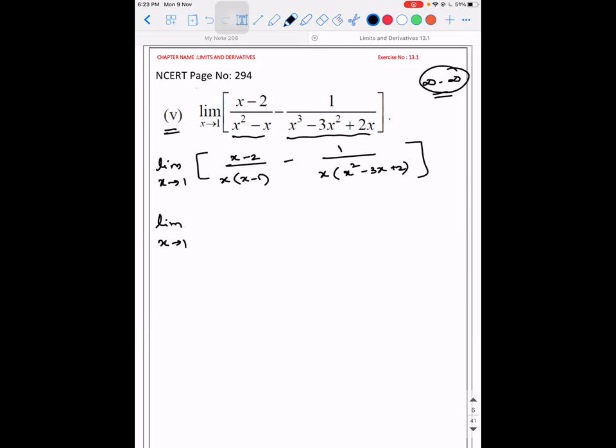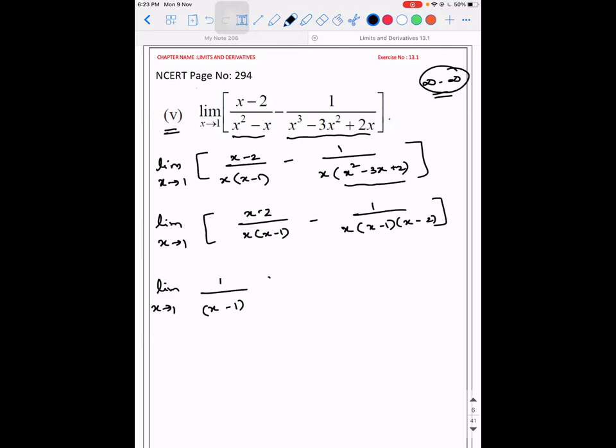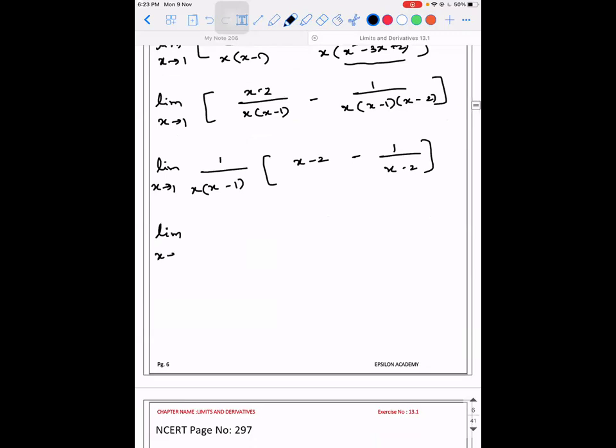So limit x tends to 1, x minus 2 divided by x into x minus 1, minus 1 divided by x into x square minus 3x plus 2, which is x minus 1 into x minus 2. Yes. So limit x tends to 1, I can take out 1 by x minus 1 from the denominator. Actually, I can take out x also. So what will you be left with? You will be left with x minus 2 minus 1 by x minus 2. Accepted? So this will be limit x tends to 1, 1 divided by x into x minus 1, into x minus 2 the whole square, which is x square minus 4x plus 4 minus 1, the whole divided by x minus 2.